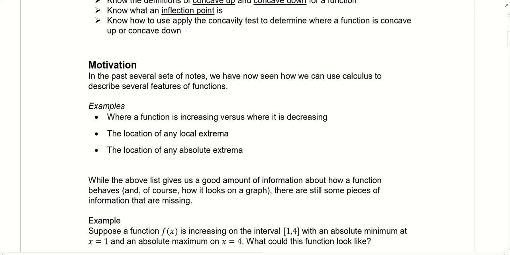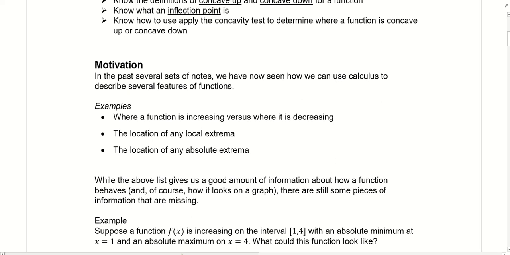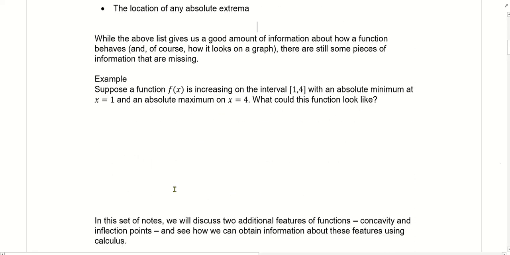So these features, increasing and decreasing intervals and extrema, give us quite a bit of information about how a function behaves and, related to that, how it looks on a graph. But there are still some pieces of information that are missing. Let's look at an example to emphasize what might be missing from all of this information that we can already get about a function.